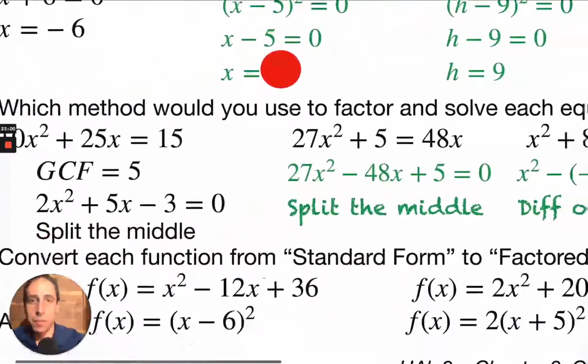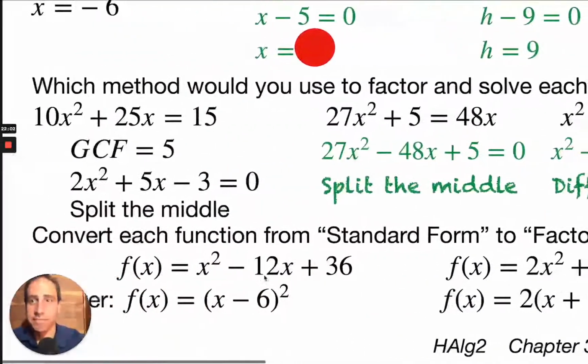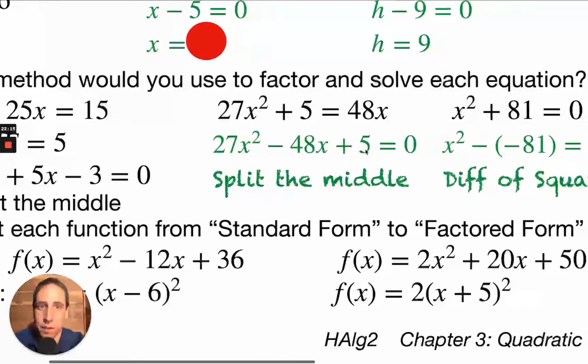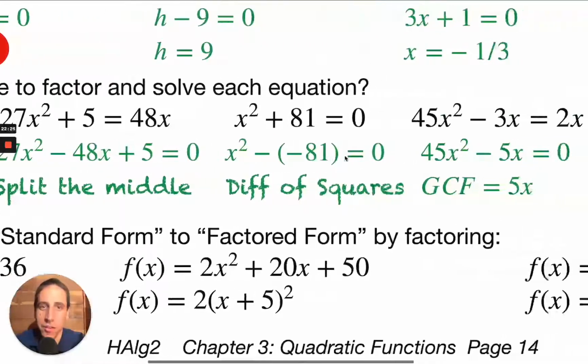So which method would you use to factor and solve each equation? We got a whole bunch of possibilities. For here, you always have to do the preliminary work of setting all equal to 0 and factoring out the greatest common factor. But at this point, I'm going to use split the middle because it doesn't follow any formats. Here, I'm going to split the middle again. This doesn't look like difference of squares or perfect square trinomials. I'll split the middle for that one.